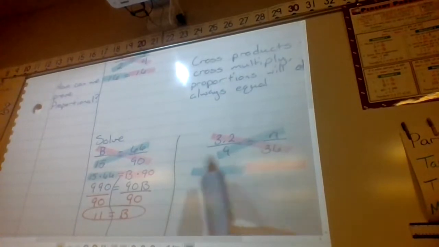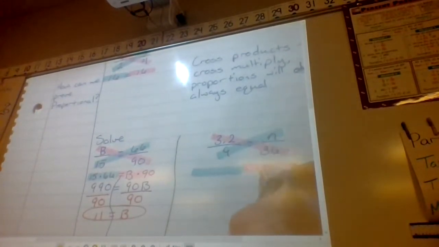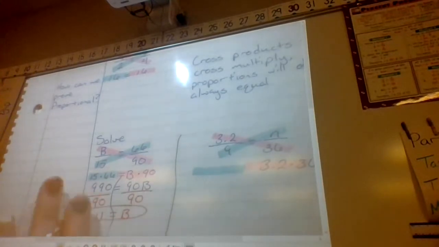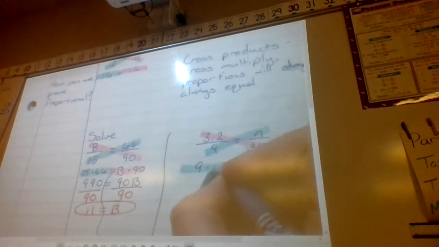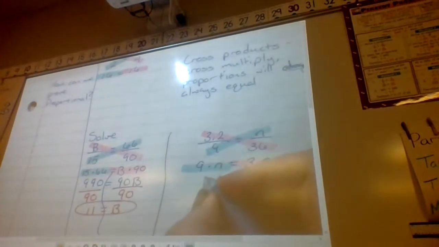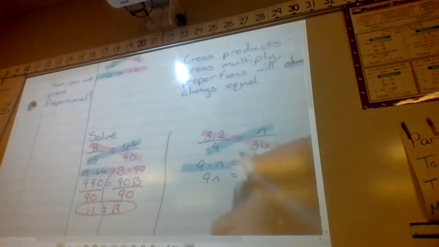So what should we write right here? Okay, I'll put that in my pink. 3.2 times 36. What's the other side going to look like? 9 times n. Put an equal sign in between. What is 9 times n? 9n. Equals, what is 3.2 times 36? 115.2.